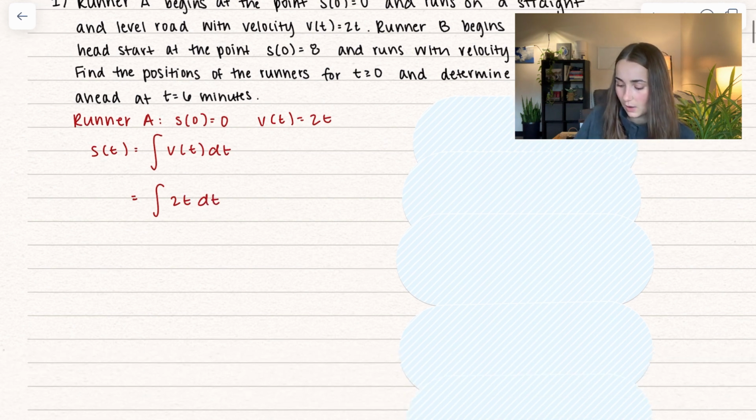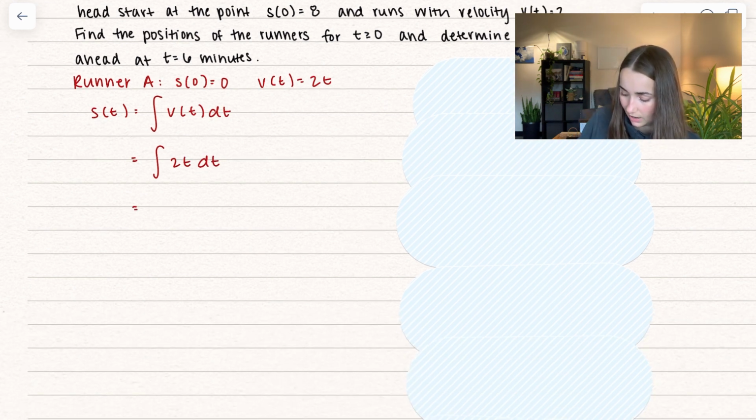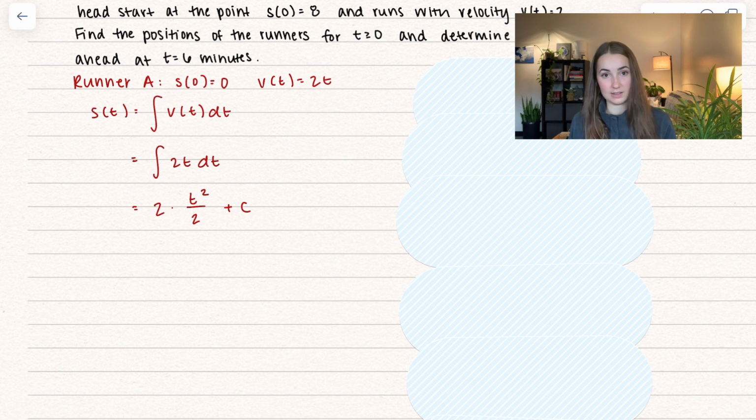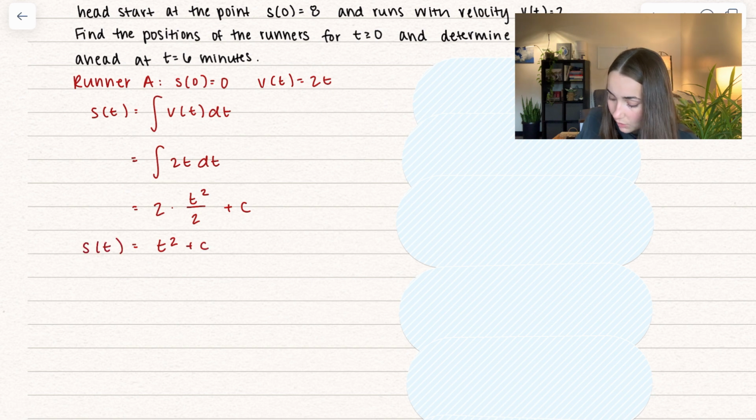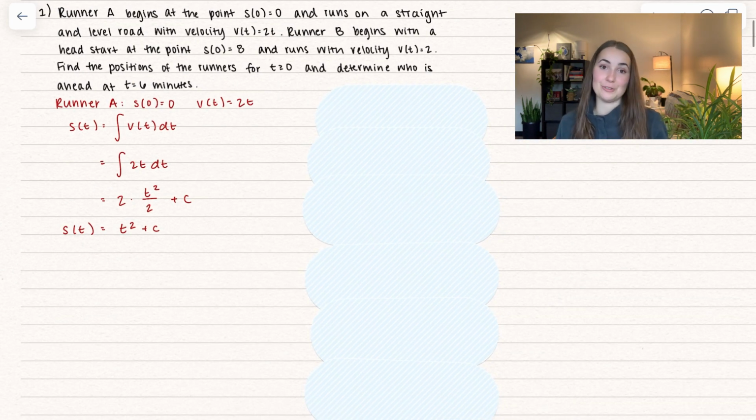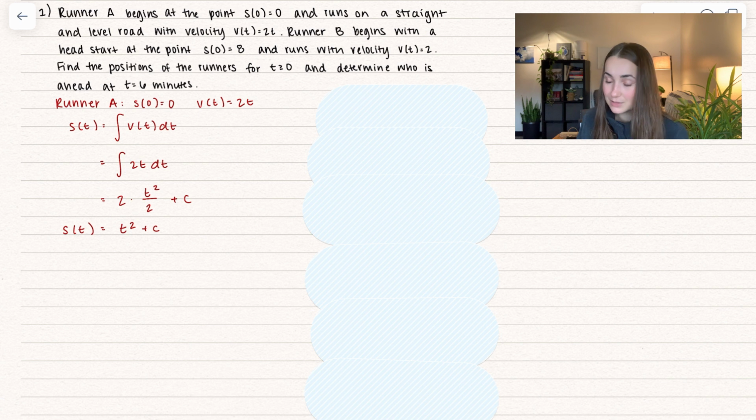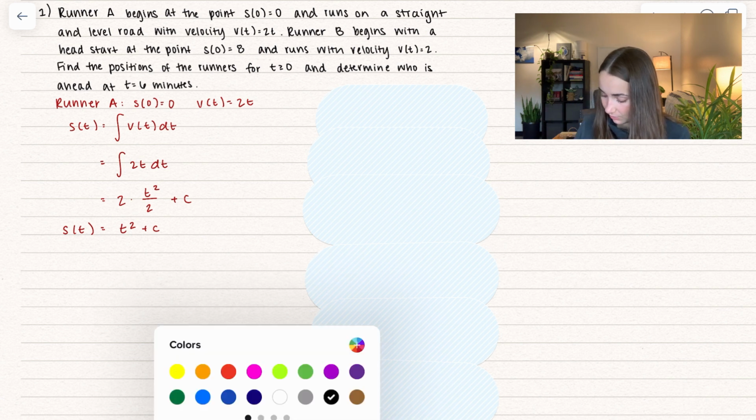So when we do that, we're going to go ahead and use the power rule. So we add 1 to the exponent and we divide by that new exponent, but we have to add on some constant c, right? So notice here we can just simplify this down to t squared plus c. And we are almost done with our position function. The reason I say almost is because we need to figure out what that c is. And we're going to do that by using the initial value.